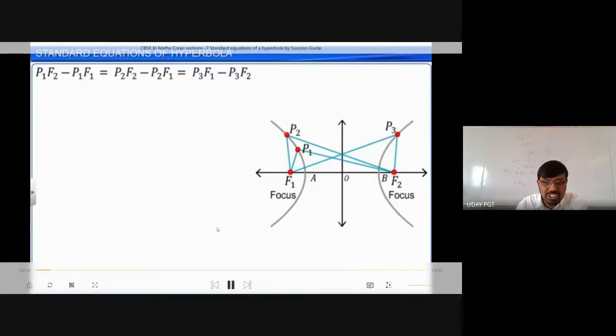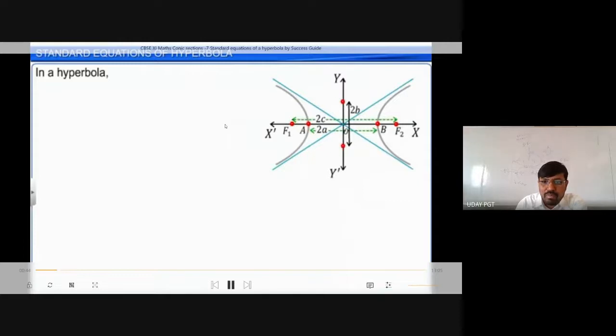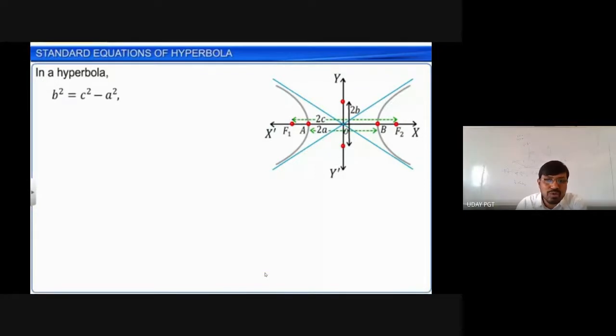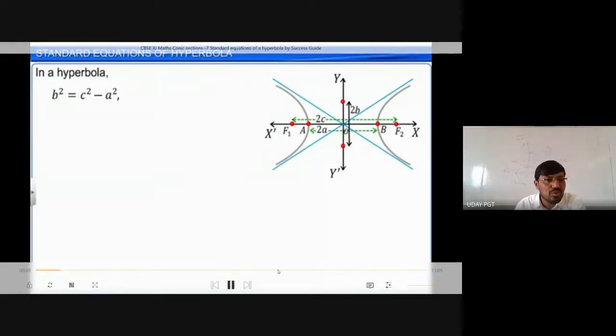As per the definition, A and B are the vertices and O is the center, and this x-axis is the transverse axis and the y-axis is the conjugate axis. In the hyperbola we have these notations: here it is given b square equal to c square minus a square, but I always suggest that you remember c square equal to a square plus b square, as c is more. In case of ellipse, a is more, a square equal to b square plus c square. If you remember it like that, it will be an easy task.